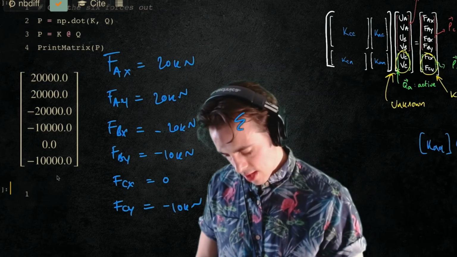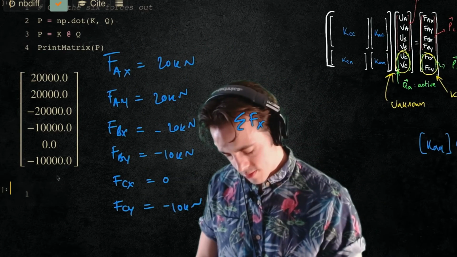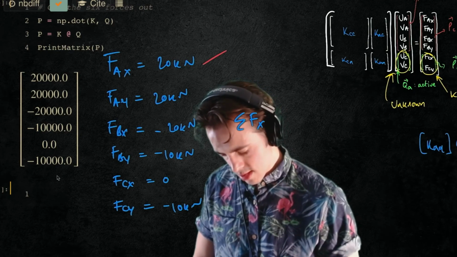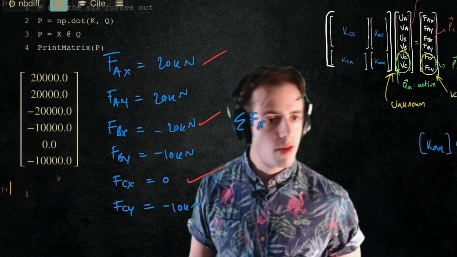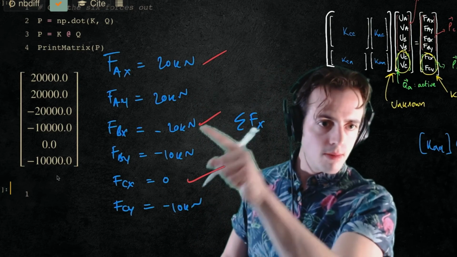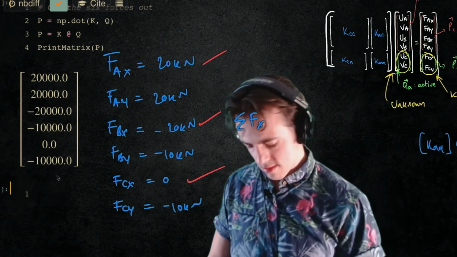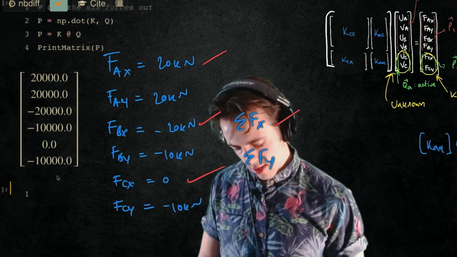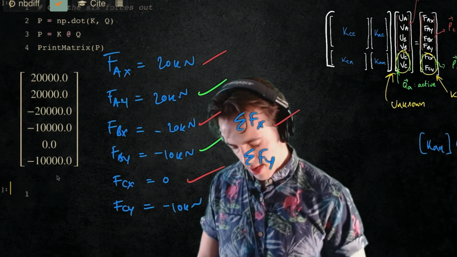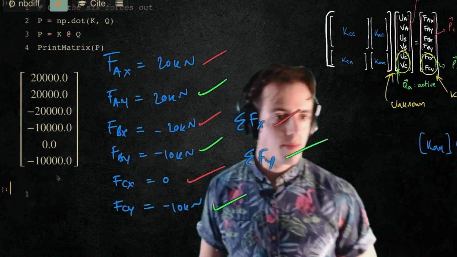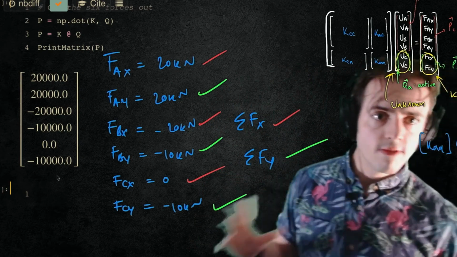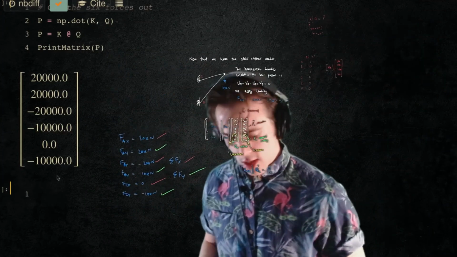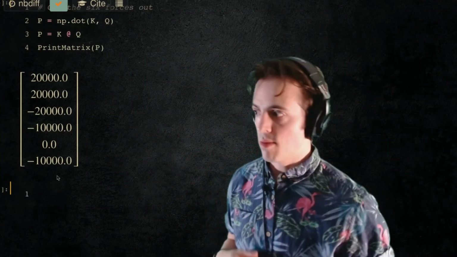So let's do the sum of forces in the x direction. Well, that's going to be equal to this one plus this one plus this one. So 20 minus 20 plus 0 gives me nothing. And let's do the sum of forces in the y direction. 20 minus 10 minus 10. I've got those forces correct. So the whole structure is in equilibrium. We've solved it now using completely finite element methods.